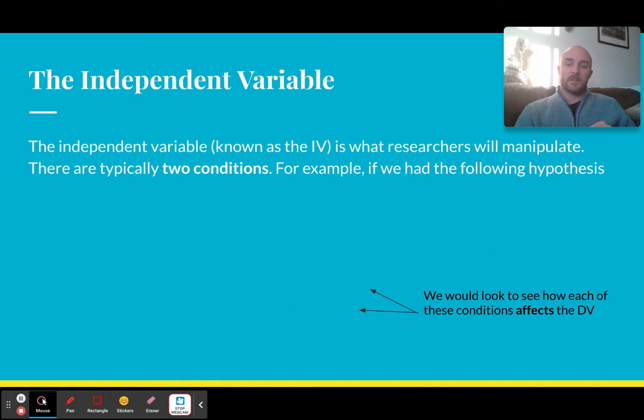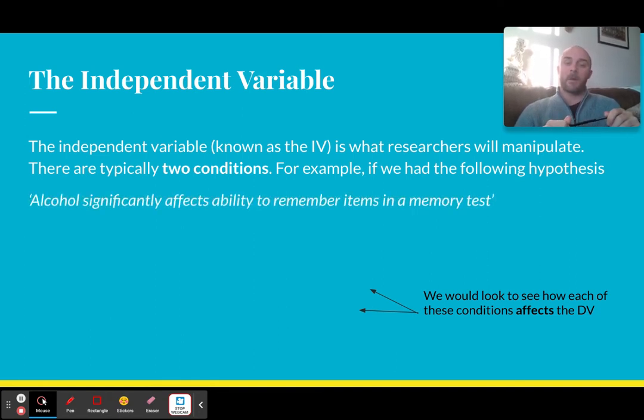There's two conditions. So for example, if we had the following hypothesis, alcohol significantly affects ability to remember items in a memory test, what is the IV here and what is the DV? One way to figure out what the IV is: what is being manipulated? In this case, it would be alcohol. You'd split that into two conditions. One is where you give the participants alcohol, and the other condition is where you don't give the participants alcohol.